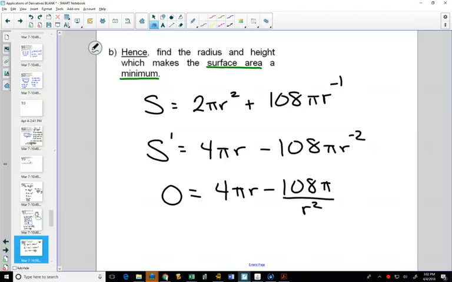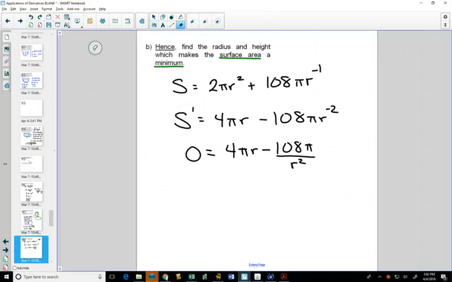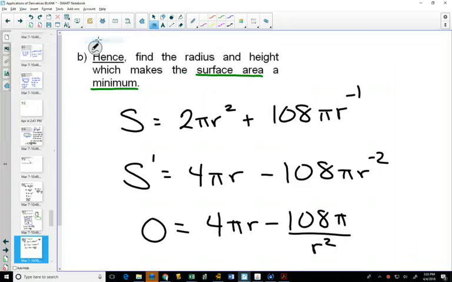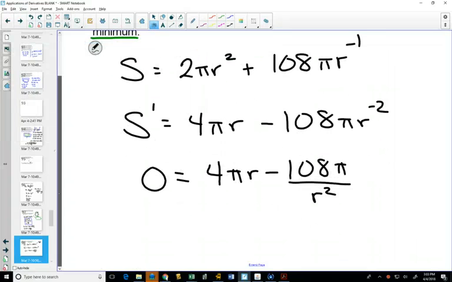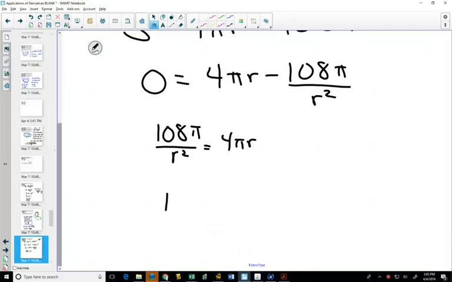I'm going to put that r squared back on the bottom, so I can move the 108 pi over r squared to the other side. That r squared on the bottom is going to cause a problem. So if we multiply both sides by r squared, we get 4 pi r cubed.